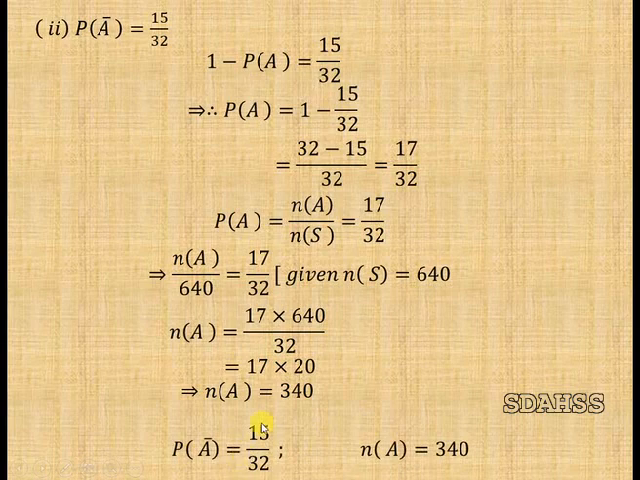So P of A bar is equal to 15 by 32, and n of A is equal to 340.